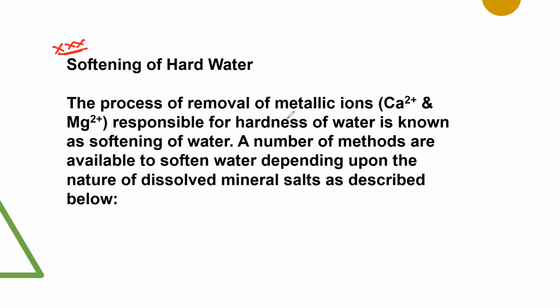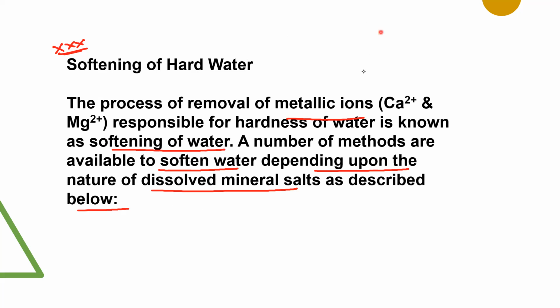The process of removing the metallic ions, calcium and magnesium, which are responsible for the hardness of water, is known as softening of water. So, in all the experiments, our motto is to remove calcium ions and magnesium ions, which are responsible for the hardness of water. That is called softening of water. A number of methods are available to soften water depending upon the nature of dissolved mineral salts, as described below. So we have so many methods to soften the hard water.